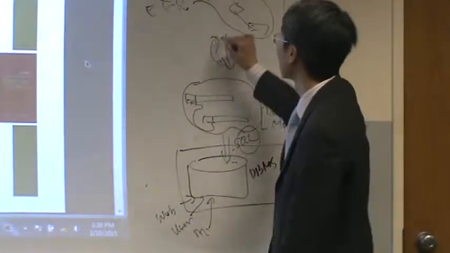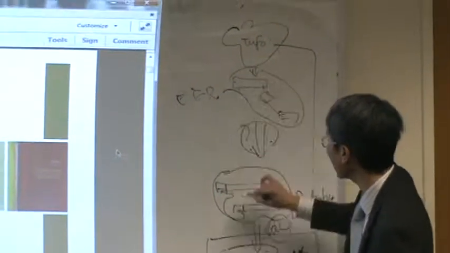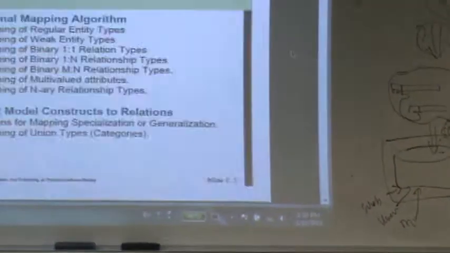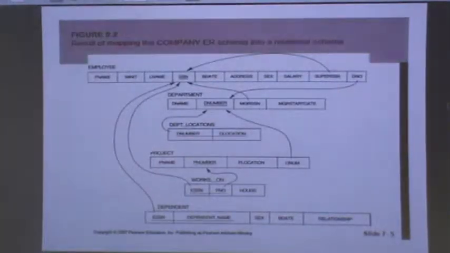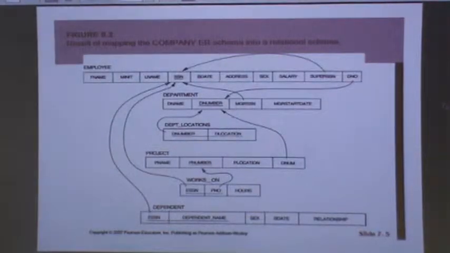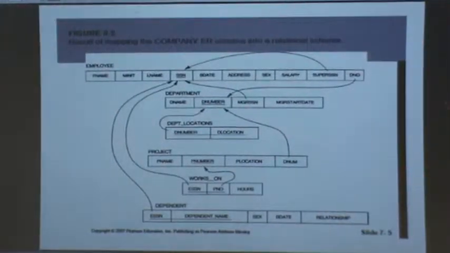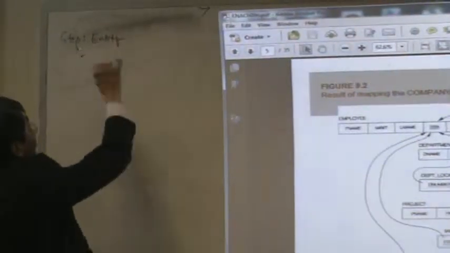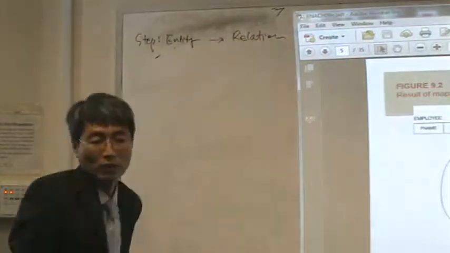Last class we talked about how to convert an ER model to a database model. We did the first step. Our goal is to go from this ER diagram to a relational schema diagram. This is our goal in chapter 9. It's a very straightforward way; we can follow it step by step. So what is the first step? Entity of the ER model will be a relation, in other words, a table.